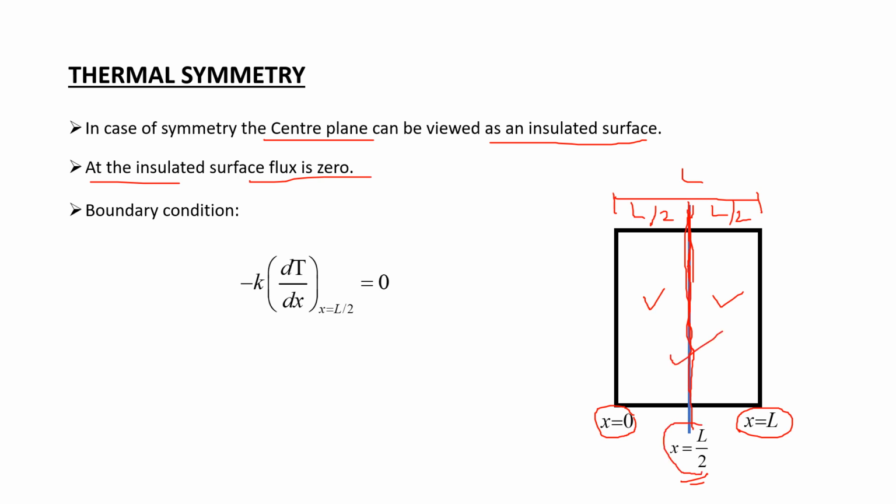Now since this behaves like an insulated surface, the flux through this insulated surface will be 0. Because this is insulated, there will be no heat transfer through this surface, and hence the flux through this surface will be 0. Look at the boundary condition here. It states that the flux, this part is the flux, at x is equal to L by 2 is 0. So this mathematical expression basically means that the flux at x is equal to L by 2 is 0. I hope that this point is clear. So now let's move on to the next slide.